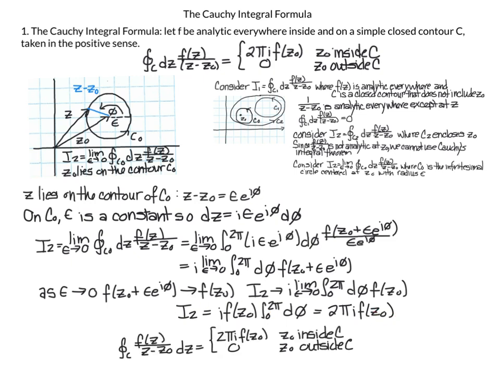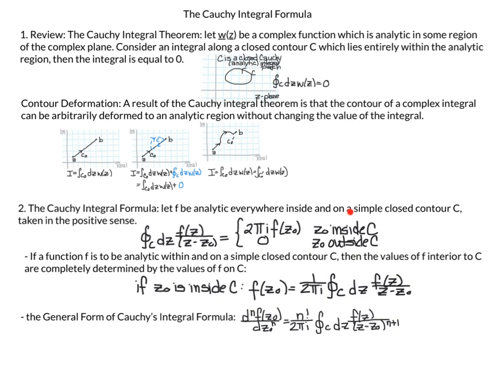So now finally, we can write our integral, which was over here, the integral of dz f of z over z minus z naught, equals 2 pi i f of z naught if z naught is inside C, and 0 if z naught is outside C. And that is our Cauchy integral formula. So let's do some examples.